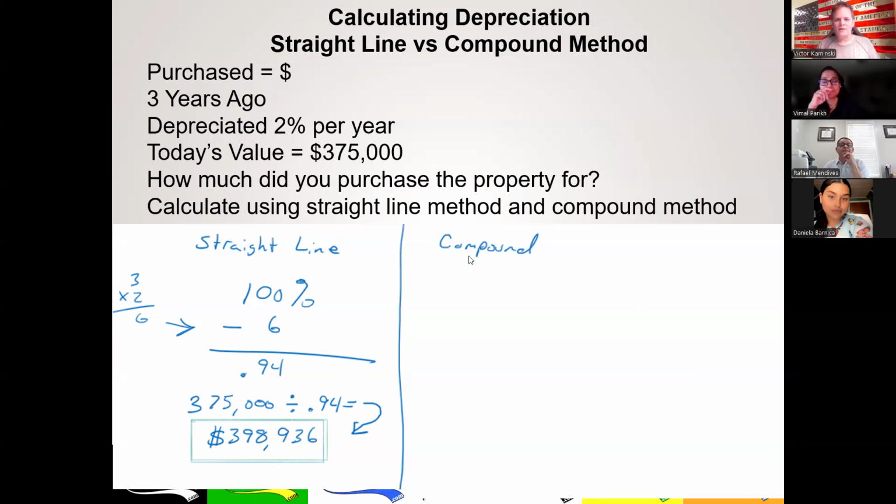Okay. All right. Now try the compounding method. Remember the compound method? We don't do the shortcut here. You have to do the problem once for each year.